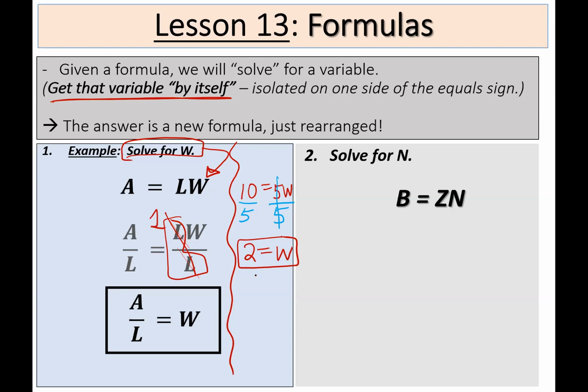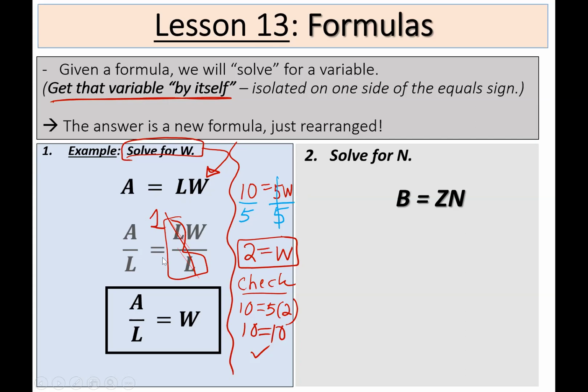Then let's see, what would you do next? Maybe check your answer by plugging it back in. Okay, so 10 equals 5 times 2, and 10 equals 10, and that all works out. We're not going to be checking our answers in the same way here when we're dealing with variables. The point I wanted to make here is if you had something like 10 equals 5W, you would divide both sides by 5. We didn't have 5, we had L. So if 10 equals LW, then you would divide both sides by L. What if it wasn't 10? What if it was A? A equals LW. We're dividing both sides by L.